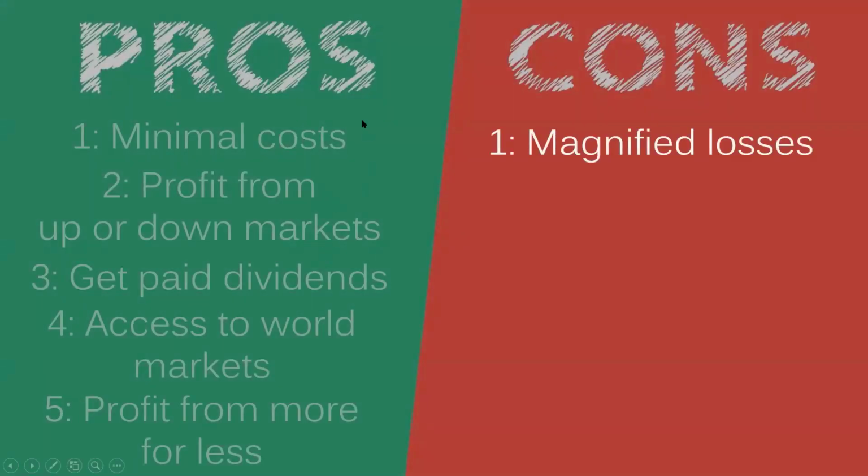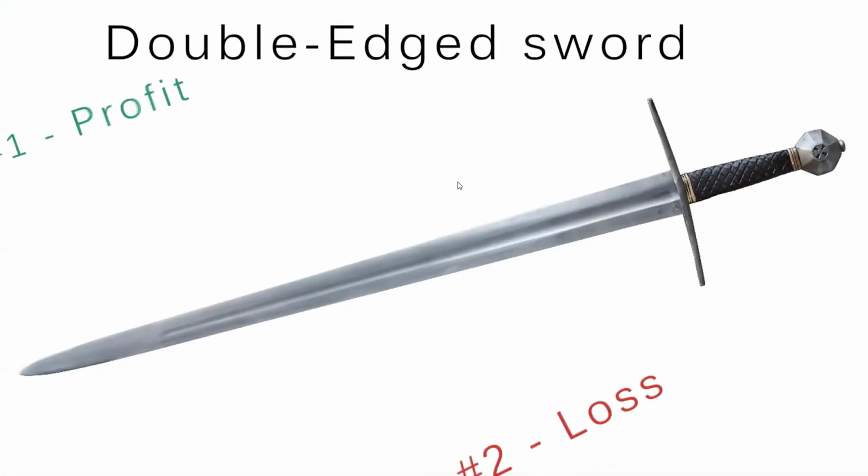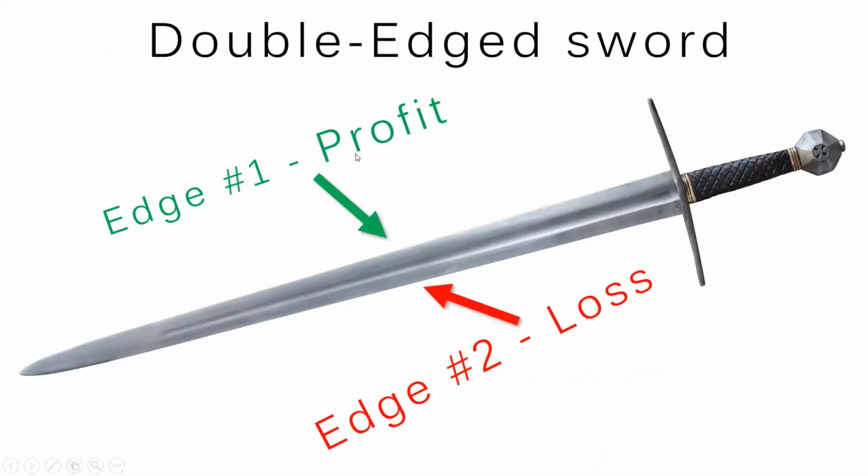The cons is that there are magnified losses with trading CFDs. It's a double-edged sword. If you are in a good position and the market goes for you, you will gain more than what you would with shares. If it goes against you, you'll lose more than what you would with shares. And the other thing is that you can lose a lot more than what you put in. And if the market really goes against you, you can blow your portfolio.